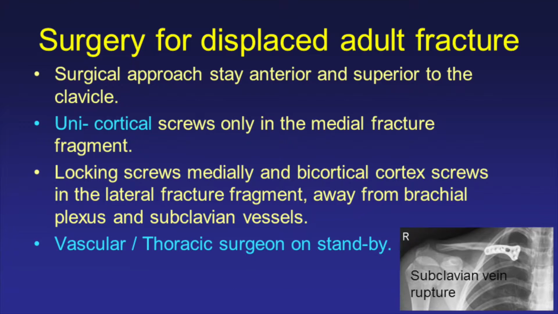When one's considering surgery for displaced clavicle fractures, because of the vital structures behind the medial aspect, one must stay anteriorly and superiorly to the clavicle, and it's generally recommended to use unicortical screws on the medial fragment, so that you don't perforate the back towards the carotid. Locking screws medially are preferential, and bicortical screws laterally, staying away from your brachial plexus and subclavian veins.